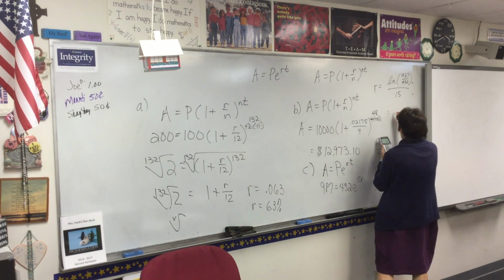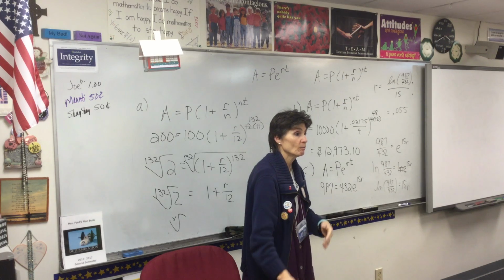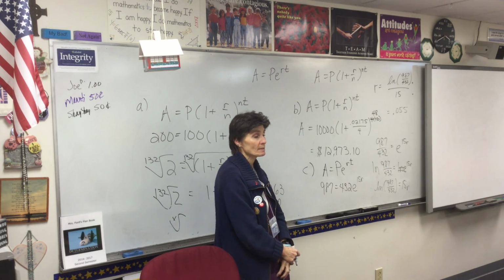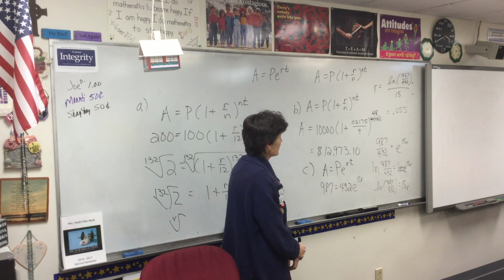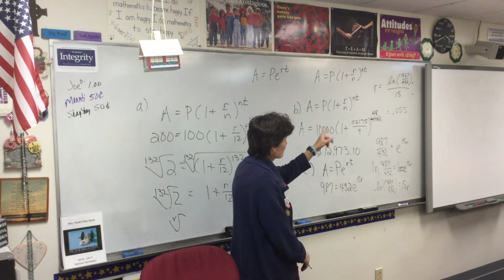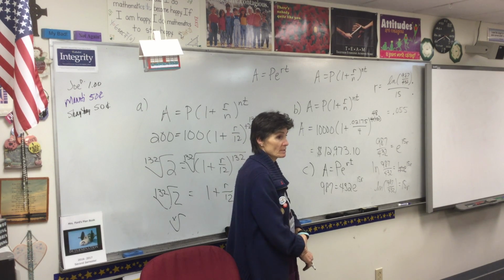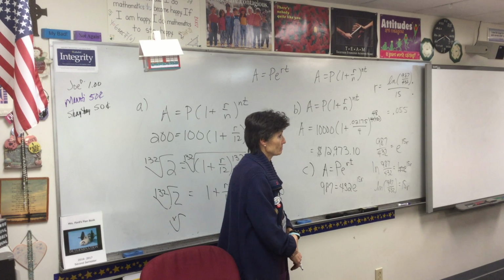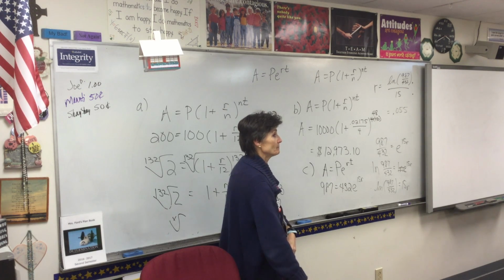Did you get 0.055? Now, it's okay to leave it as 0.055. That is the growth constant. Sometimes growth constants are given as percentages. I would probably just leave it as 0.055, but if you did want to change that to a percentage, what would it be? 5.5%. Any questions about that? You feel okay about that?